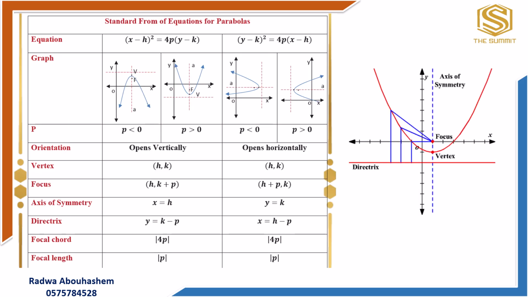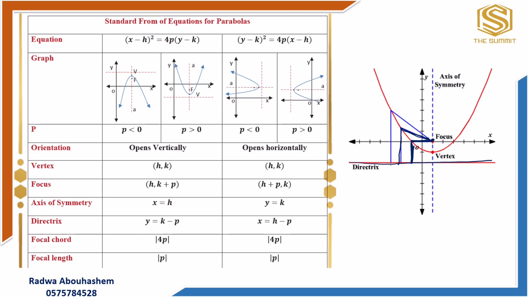Before I go to the rules, you have to know some terminology or some terms. Let's start with the meaning of the parabola. The parabola is the set of points that are equidistant, in equal distance, from a fixed point and a fixed line. The fixed point we call the focus, and the fixed line we call the directrix. As you see here, the distance from the focus and the distance from the directrix are equal.